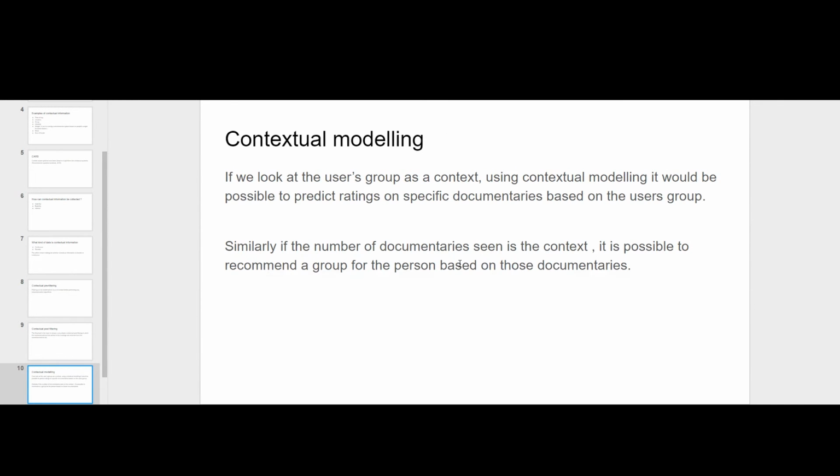And then there's contextual modeling, where you predict people's ratings, or whether they like a movie or not, based on this specific context. So now we're not thinking about just filtering in and out. Now we're thinking, can we use the context to predict anything about the user's behavior?